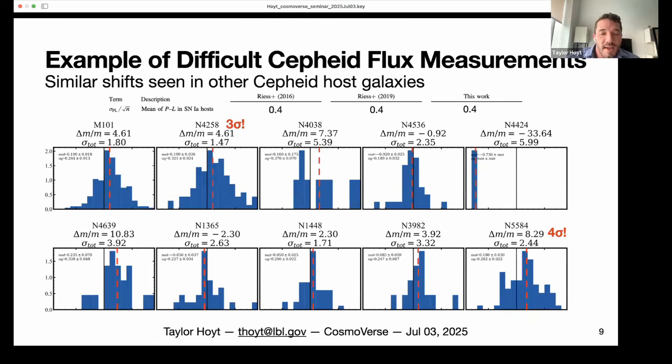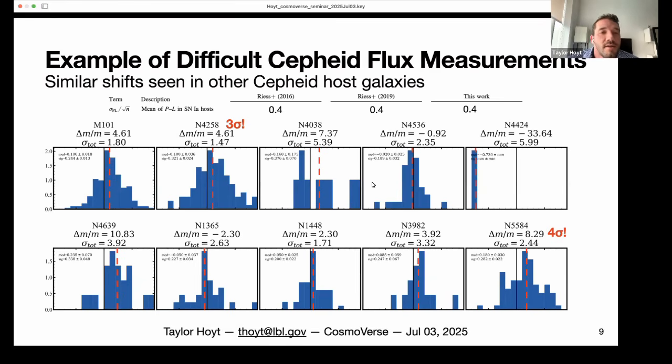And here I just show the same. So if you marginalize that bottom panel, and just plot up the histogram of the shifts in the magnitudes for 9 other supernova hosts. And the bottom right is our friend 5584 again.